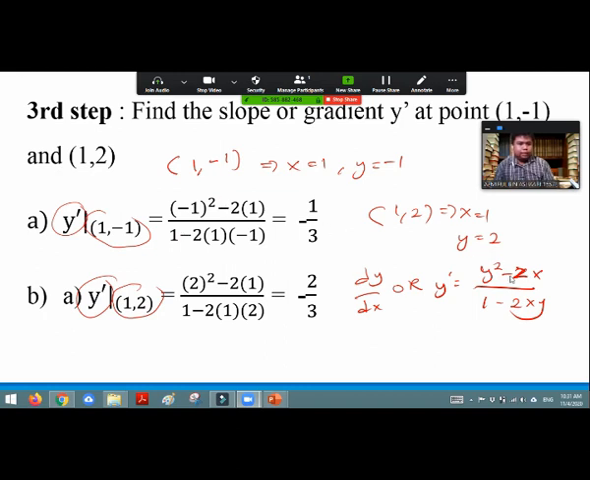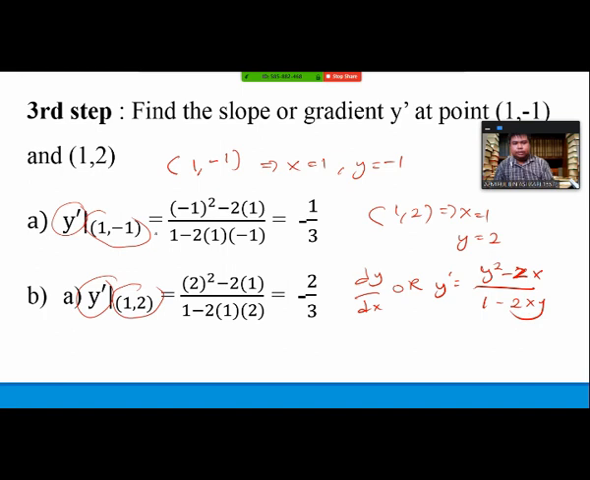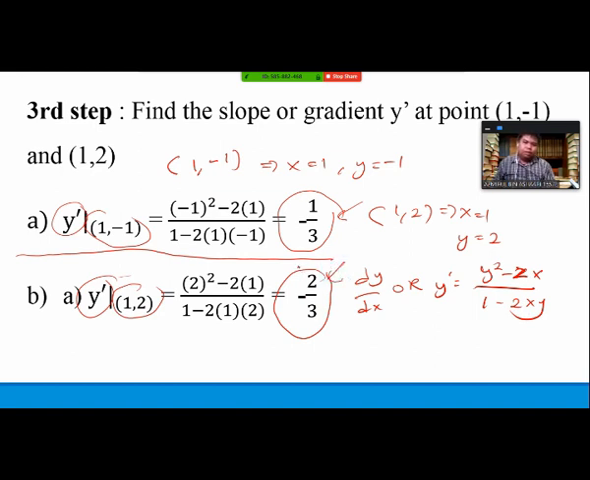Y squared minus 2x, 1 minus 2xy. So just substitute 1 for x and negative 1 for y. You get that one is negative 1 over 3 and the other is negative 2 over 3. This is the gradient of the tangent, the slope of the tangent. Ini adalah slope of tangent. Lepas differentiate, masuk nilai akan dapat slope of tangent. After you differentiate, you substitute the point value into the derivative and you get the slope of the tangent. Okay, the third step.